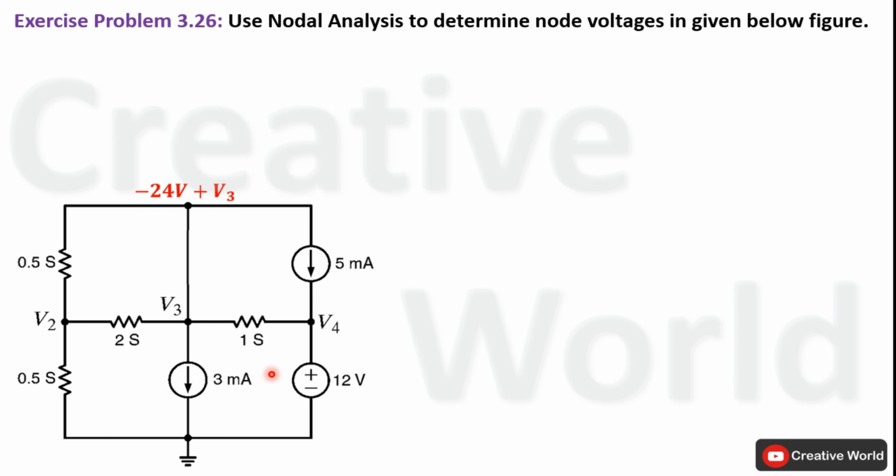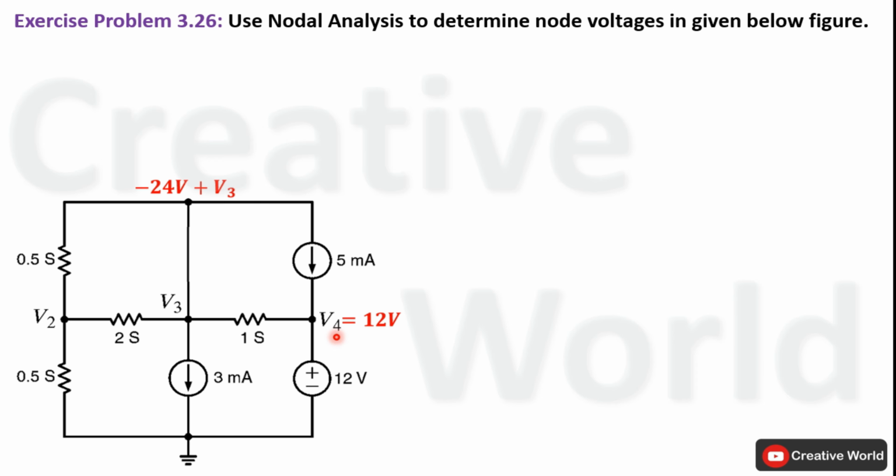Now if we observe, there is a voltage source connected between node 4 and the reference or ground node. So whatever the value of the voltage source is, the same voltage will appear on this node 4 with respect to the reference or ground node. So we can say that the value of the voltage source is 12 volts, so V4 will also be equal to 12 volts.